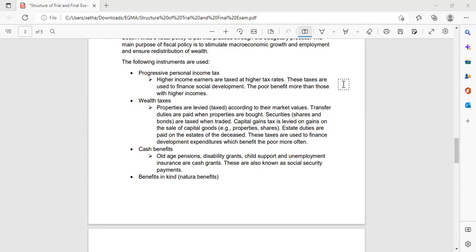Cash benefits. Cash benefits are old age pensions, disability grants, child support, unemployment insurance, and also the recent one, which is the unemployment grant. These are cash grants, and they are also known as social security payment.